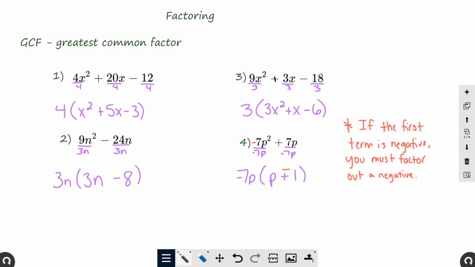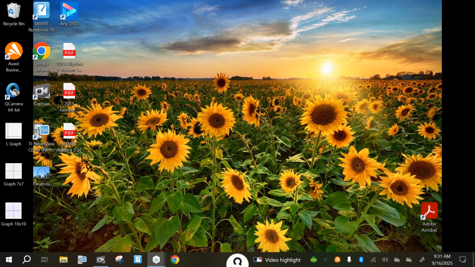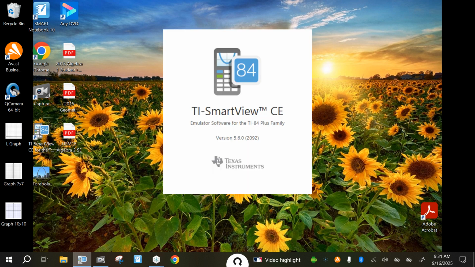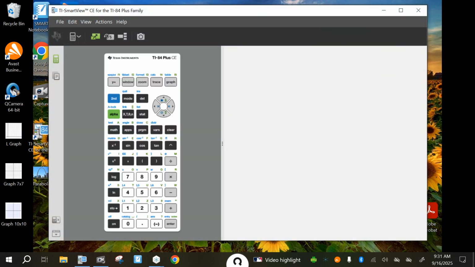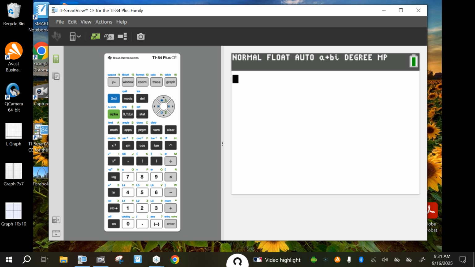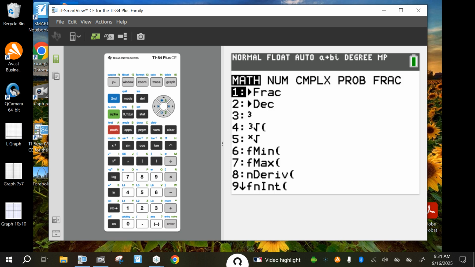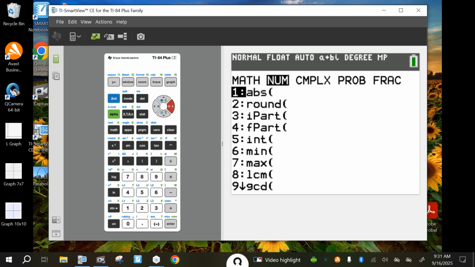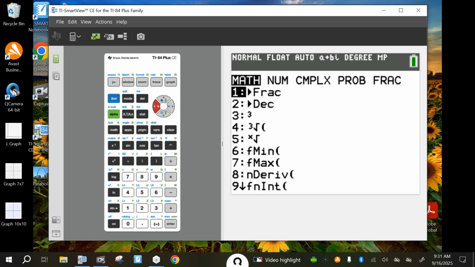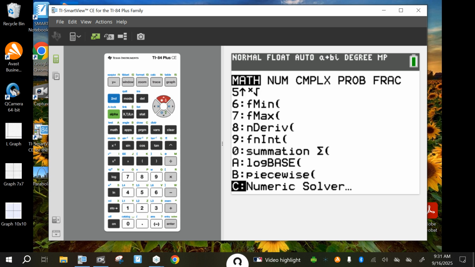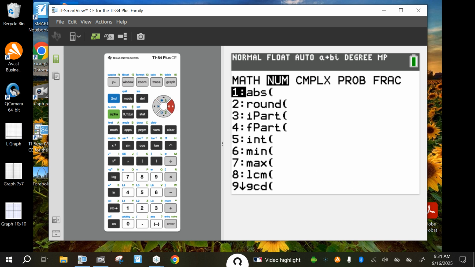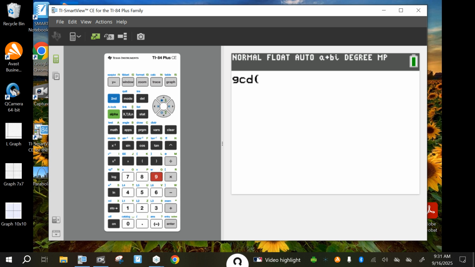To help you find GCF, you can also use your calculator. So let me show you where that part is. You might have remembered this from math 2, but if you didn't, that's okay. If you click math and go over to, well, somewhere, hold on, is it in there? Maybe it's under math. Oh, there we go. Over to number and then down to option 9. So math, right arrow to number, and then down to option 9.